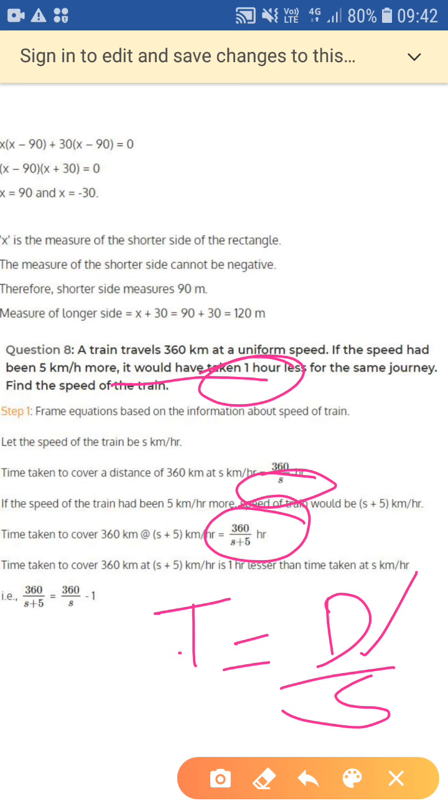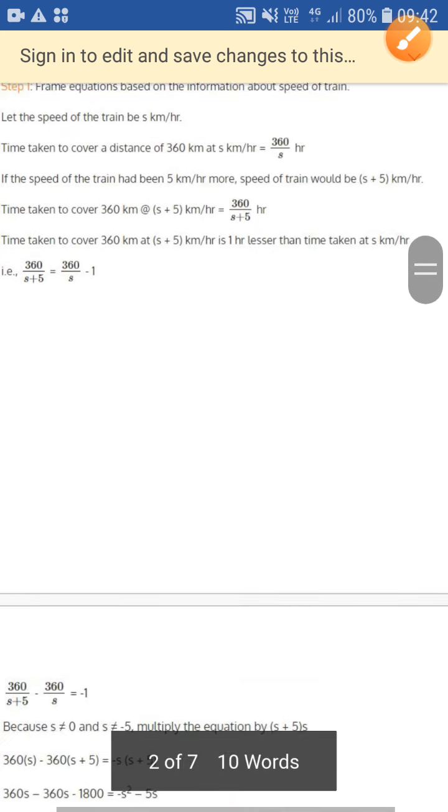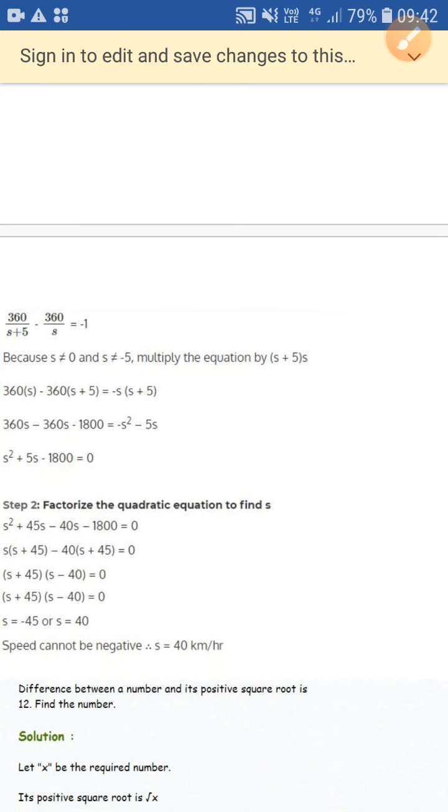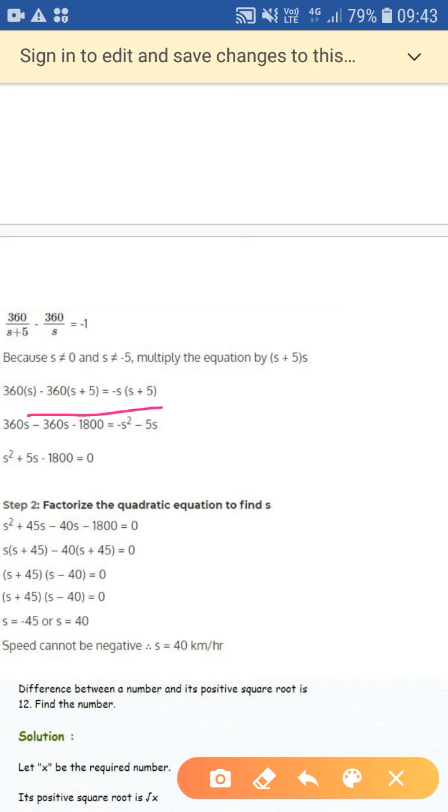Putting this in, the difference in the time, with this more speed, is 1 hour. Now simplifying this equation, we can take 360 over s plus 5 minus 360 over s equals minus 1. Now simplify by multiplying with s plus 5 into s to get a common denominator, and then cross multiplying we have this expression: 360 into s minus 360 into s plus 5 equals minus s into s plus 5.